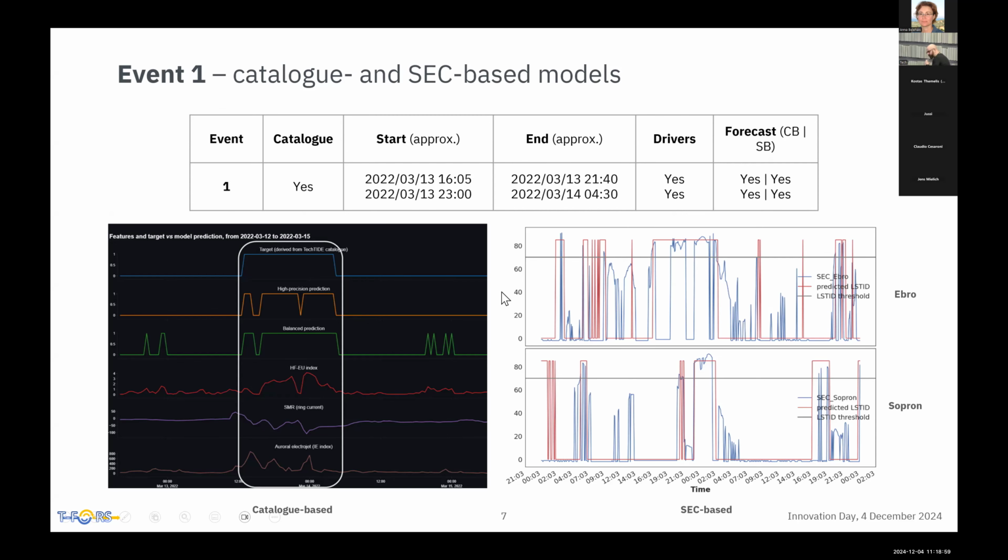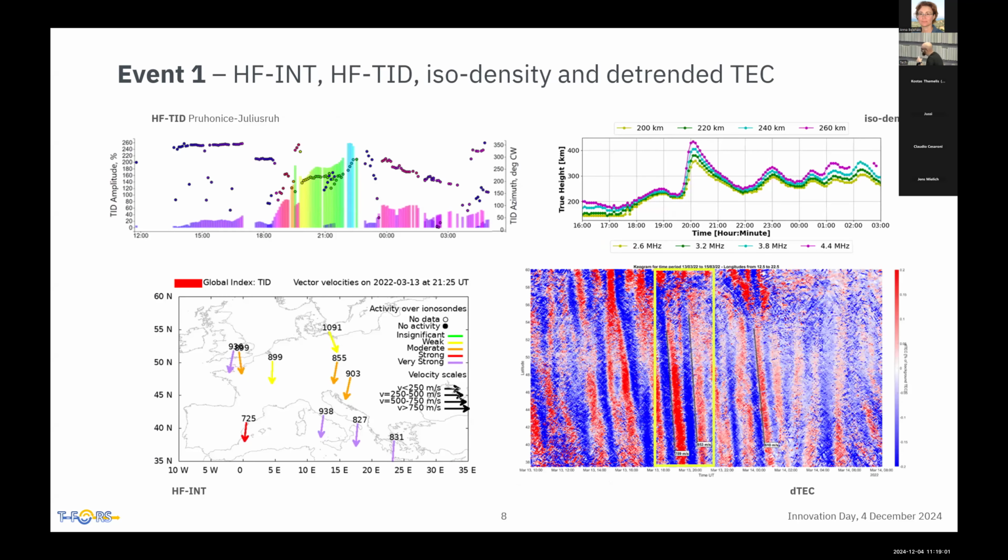What we did for validation, we look at basically independent data or independent way to process the data. So here you have some example on what we did for each of the case events. So in the upper left, you have quite complicated plots that is based on the radio link between Pruonise and Julius Roux. This is again an HF way. It's from HF data. It's a way to look at the TID.